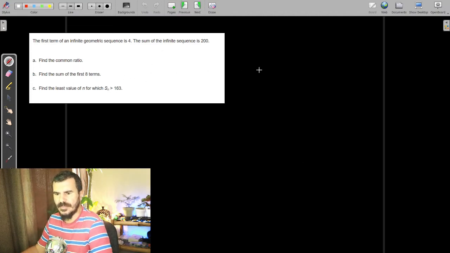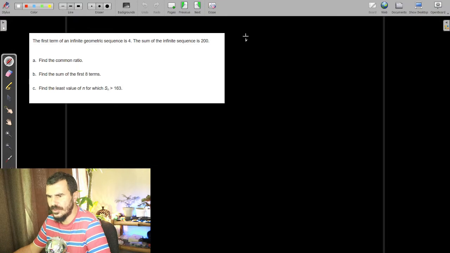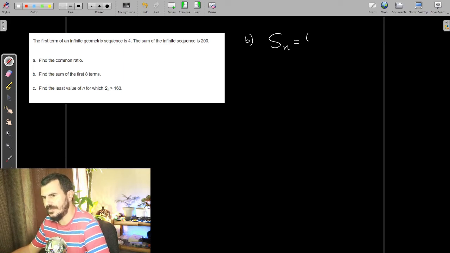Find the sum of the first 8 terms. How will I do that? Easy, I will just substitute into the formula of the sum, not the infinite series, but the formula for S8, the first 8 terms. Let me write first the formula. Sn is u1 times 1 minus r to the power of n, over 1 minus r.